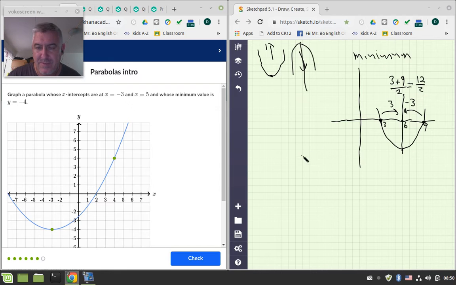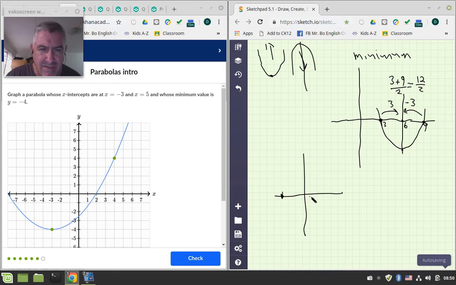New pen, sorry. So just a fast one here. I've got -3. I've got one x-intercept there, and I've got another one at 1, 2, 3, 4, 5. Okay, and so we're going to find the middle spot, the middle point here. Okay, and then 1, 2, 3, 4. So when we find the middle point, ours is going to look like that. Okay.